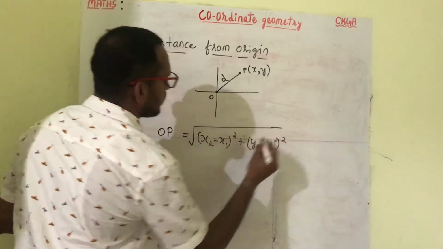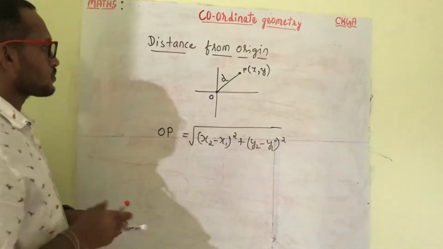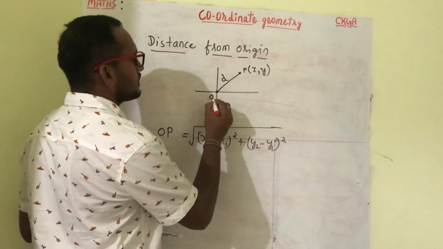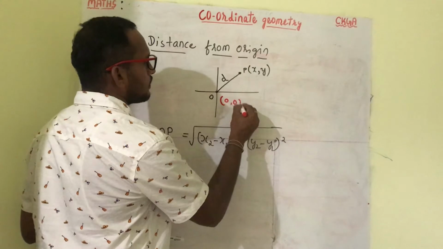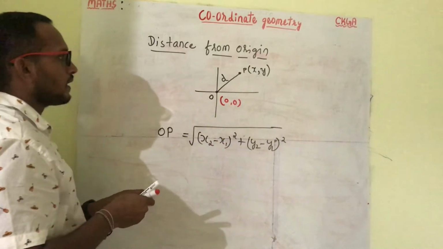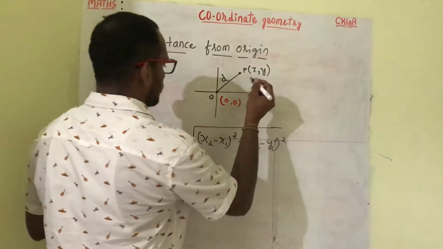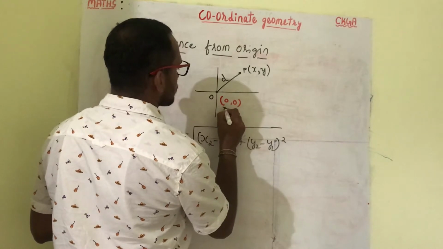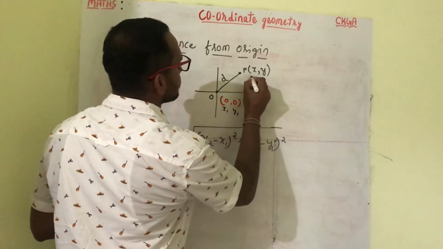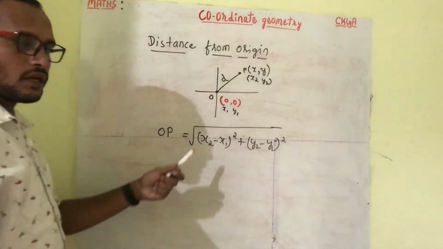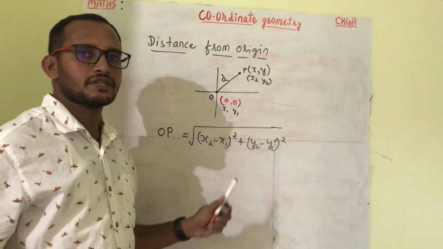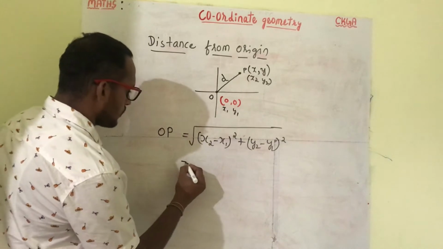This is what you all learned in our previous video. Now let me consider the coordinates of the origin. We have already discussed that the coordinates of the origin will be 0, 0. I'll assume this is x1, y1, and this, x y, is x2, y2. Now you put those values in the given distance formula. Have a look at what you are going to get.